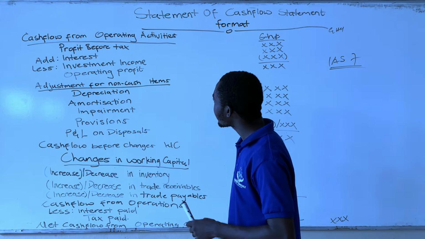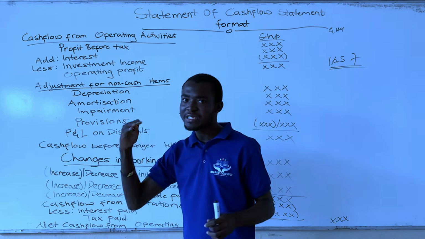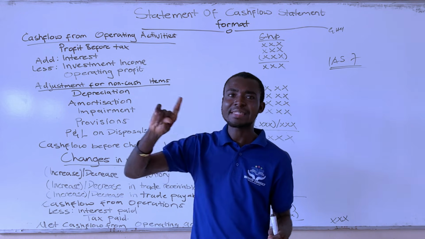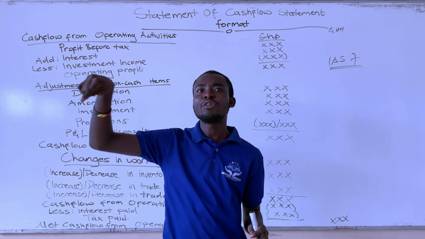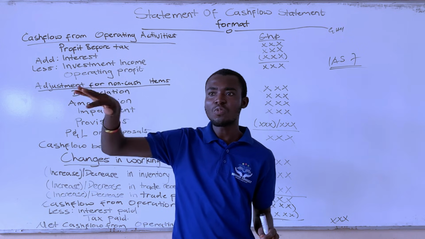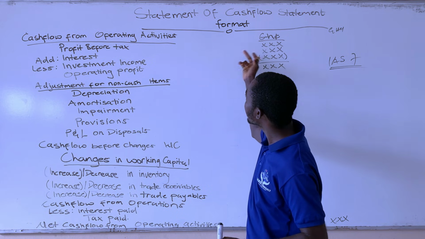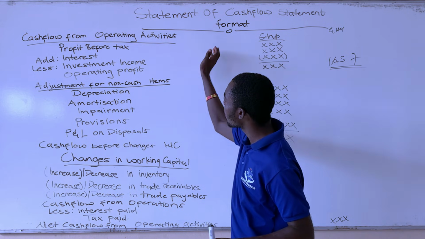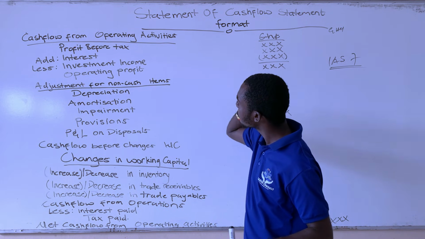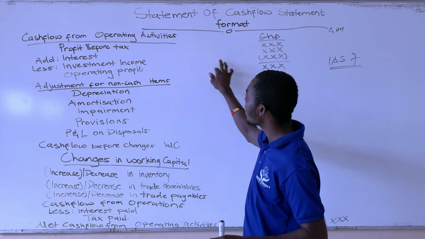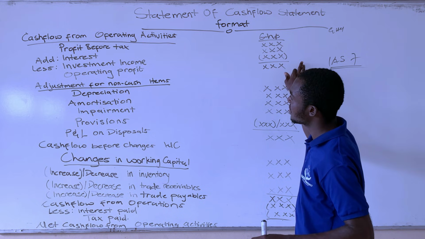But in case there's a loss on investment, the organization will treat it as an expense in the trading profit and loss account. So for that one, you add it right there. So when you get your profit before tax, you add your interest, and then you less your investment income, you arrive at operating profit.